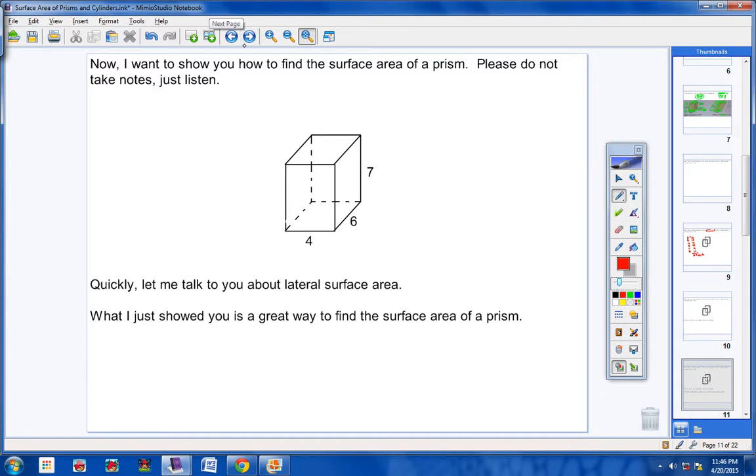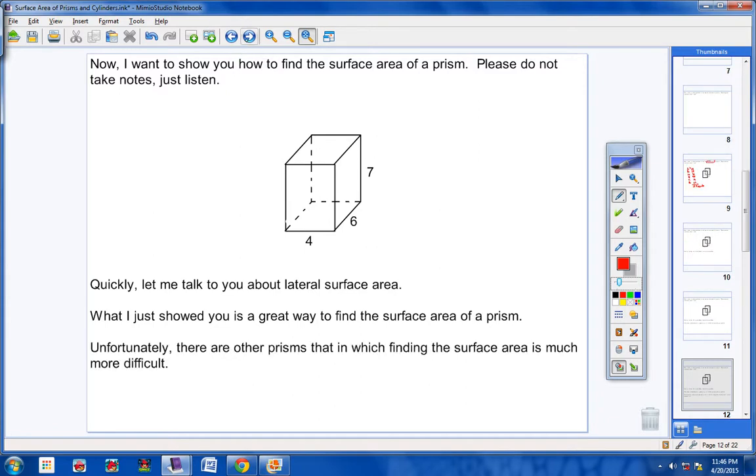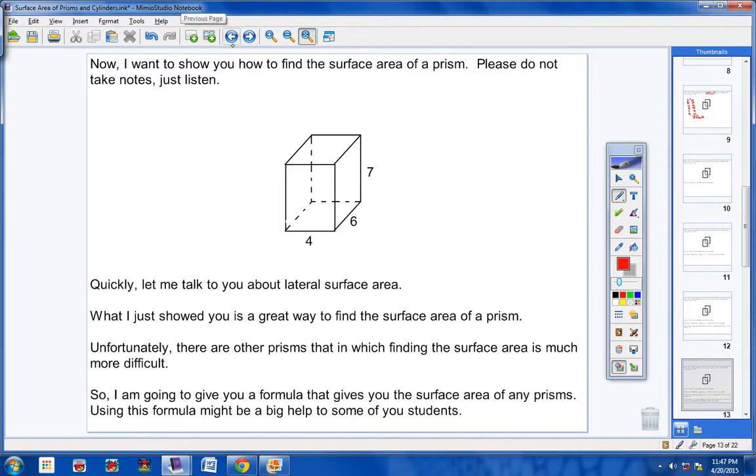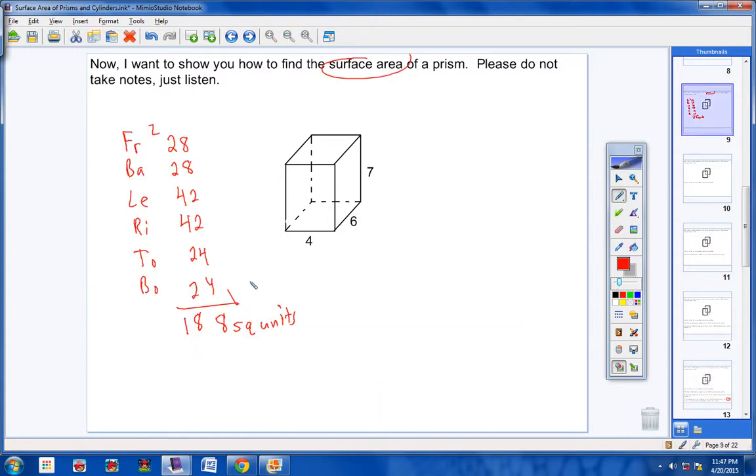But boy, I'll tell you what, I'm not a big fan of formulas, but if you can use a formula, it's going to help you, because unfortunately, guys, there are other prisms that aren't this nice and pretty and easy, okay? And the surface area is much more difficult to find, so a formula is going to be very helpful. Now, I'm going to give you this formula that gives you the surface area of any prism. Using this formula might be a big help to some of you. Some of you might prefer this method right here, and that's fine, but you have to make that choice.